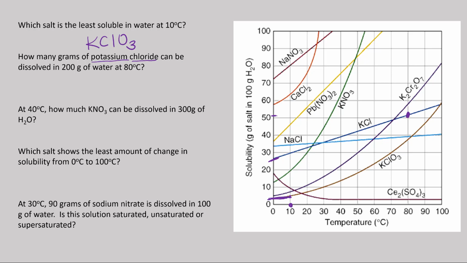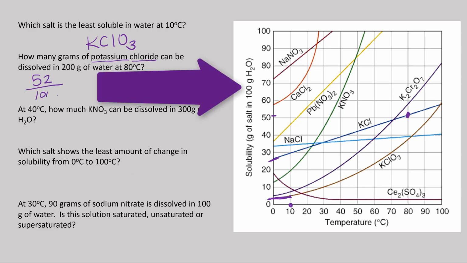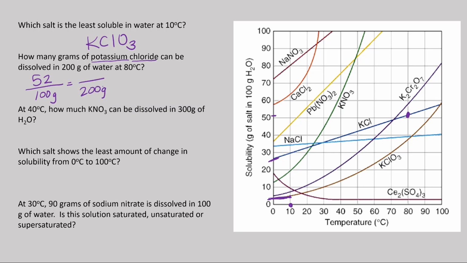You might see something different, but that would be in 100 grams of water. And we're using 200 grams of water, so it would be twice as much. It's directly proportional. So that would be about 104 grams. Your eyes might see it a little bit differently, and I'll make sure that I grade your work accordingly. As long as you're in the ballpark, you're going to be okay.